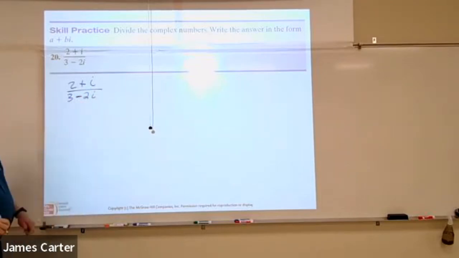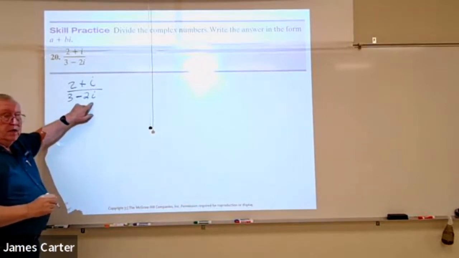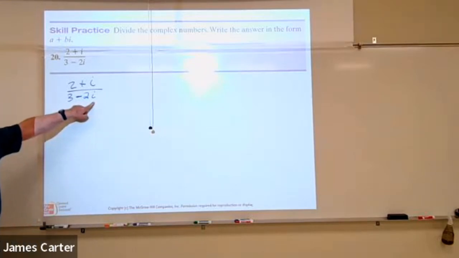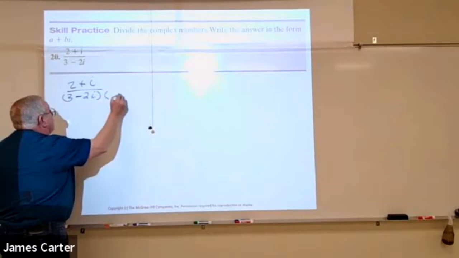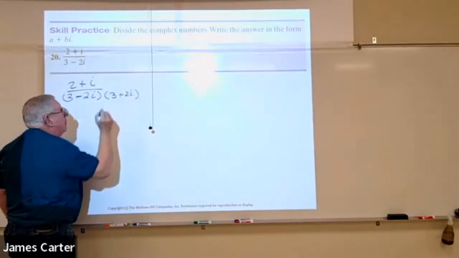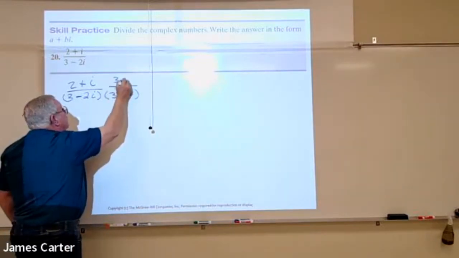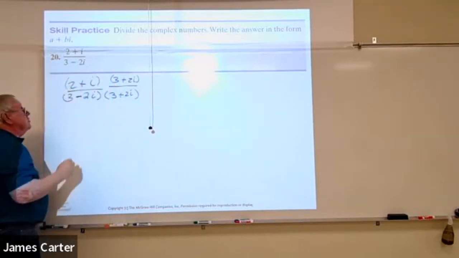Once again, for those of you who were not here, if you've got a complex value in the denominator, the strategy to get rid of the i, because thou shalt not have an i in the denominator, is to multiply that by its conjugate. If you do that, you also have to do the same thing up here. And we'll put parentheses around these.